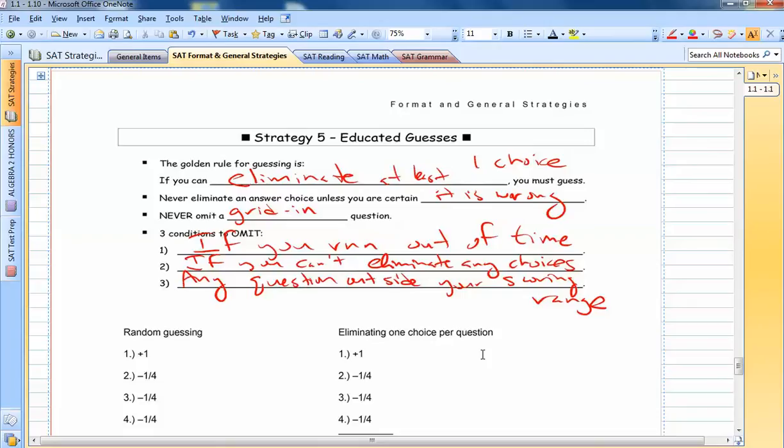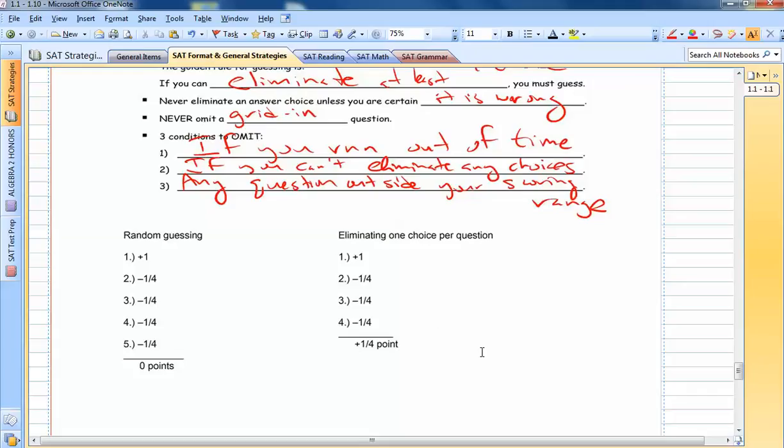Lastly, educated guesses. The golden rule for guessing on this exam is if you can eliminate at least 1 choice, you are encouraged to guess. That does seem like a very daunting thing to do if you eliminate just 1 choice, but let's look at this demonstration down below.